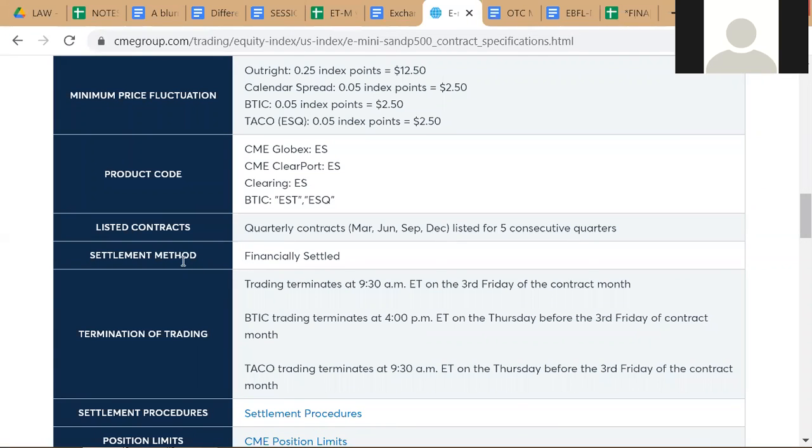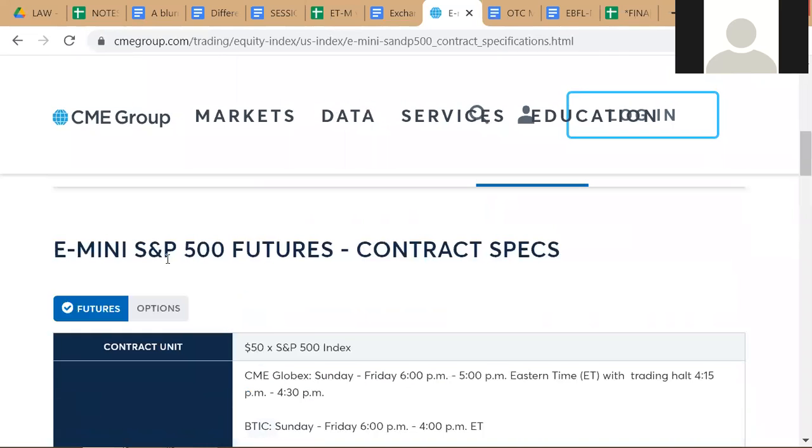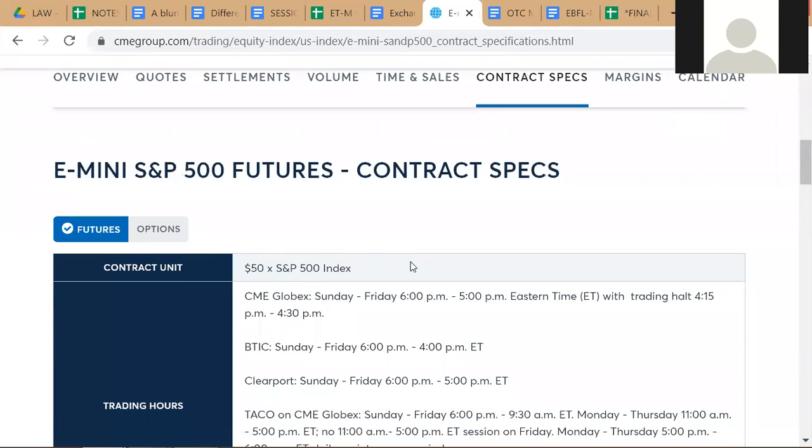Whereas in the S&P 500 contract here, it says financially settled, okay, which means that obviously the underlying for this futures contract is the S&P 500 index, because the value of this contract is derived from this index. This is the underlying. This is the derivative product. So the value of this contract is derived from the index value, but the index value itself is derived from 500 individual equity securities.